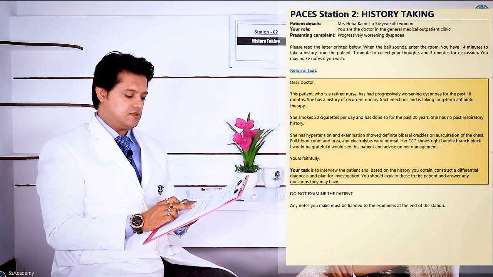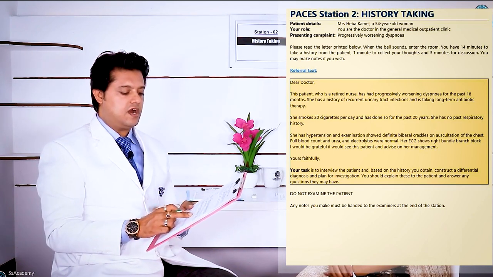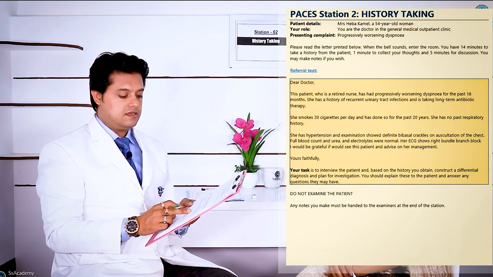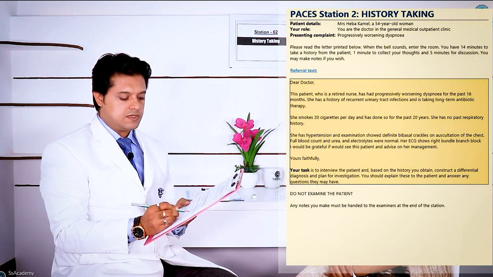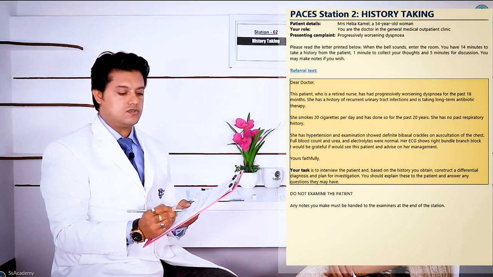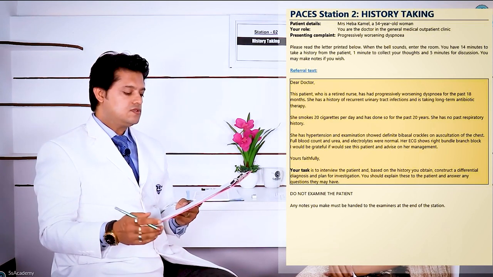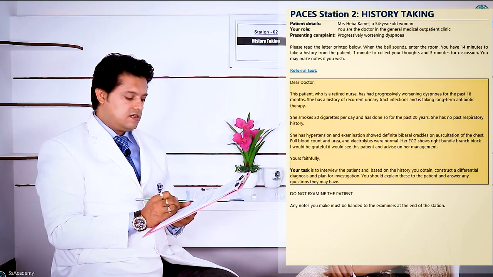And I would be grateful if you see this patient and advise on management. So if you see the patient, you need to see and advise on management. The management is a concern for the GP. This is very much important. Yours faithfully, the GP.